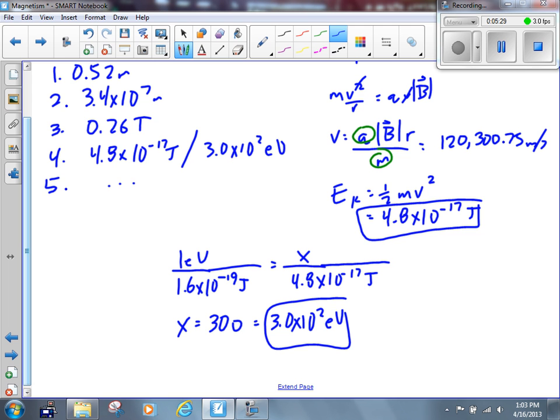electron volts. Good? Rob, is that good? What was the issue with that? The kinetic energy or the conversion? Okay.